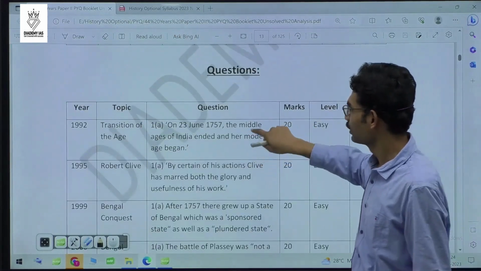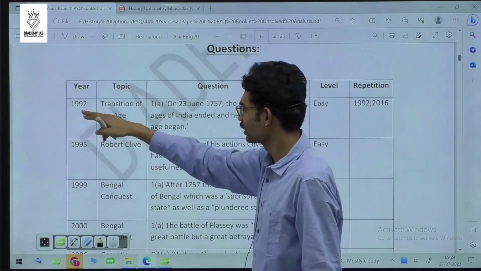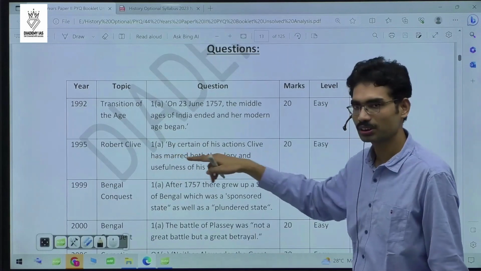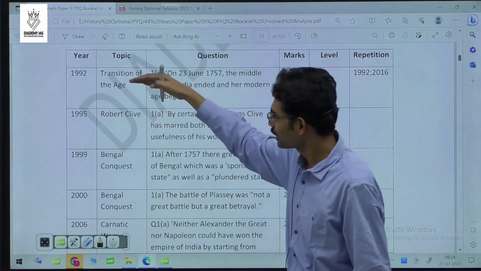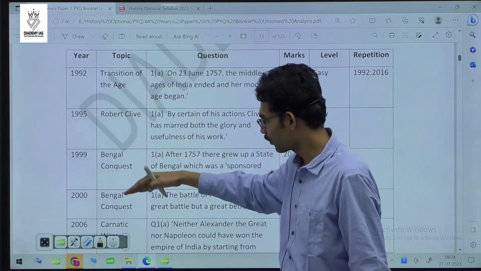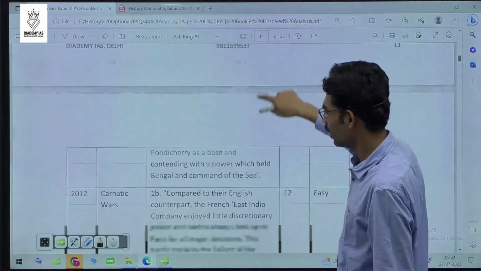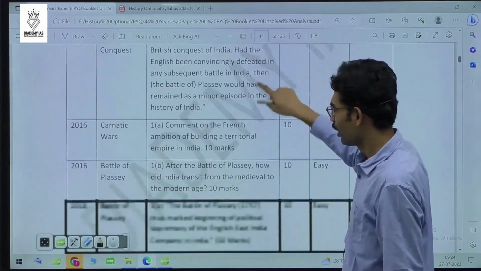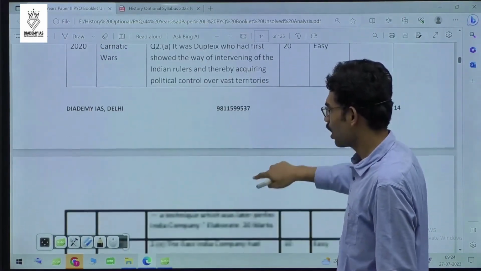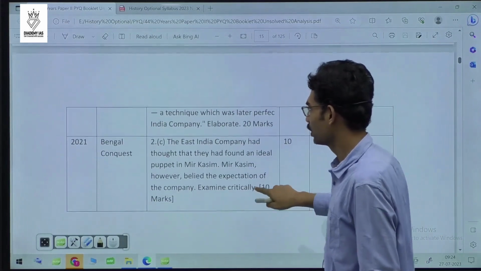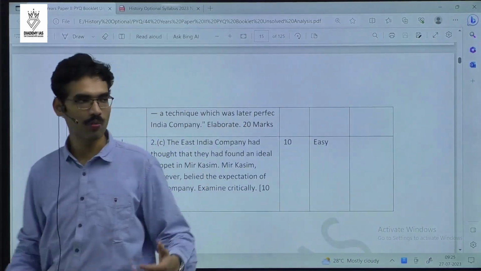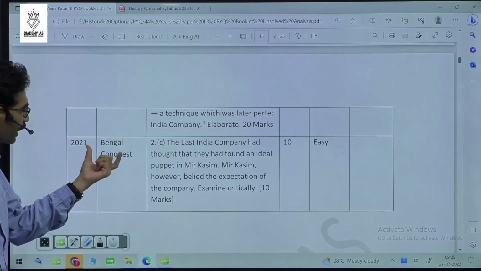Now, second point, the questions. Since 1992, you can see how questions are coming. Now, you see this transition of age, Robert Clive, Bengal conquest, Bengal conquest. Let us go to the latest one. In 2022, how questions were asked. In 2022 and 2021 onwards, if we go back, in 2021, Bengal conquest.